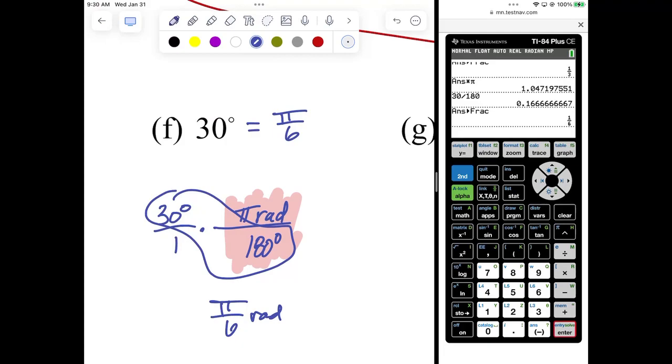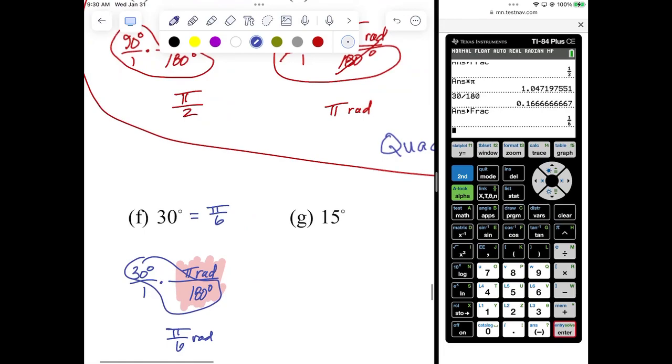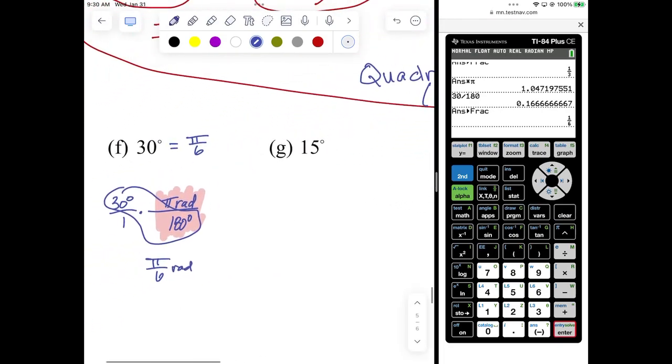60 degrees. And what's 60 degrees in radians? Pi thirds. All right. What's 30 degrees in radians? Pi 6. And what's pi 6 in degrees? 30. Okay. Now, let's keep going. You don't have to memorize this one, but it's nice to know.